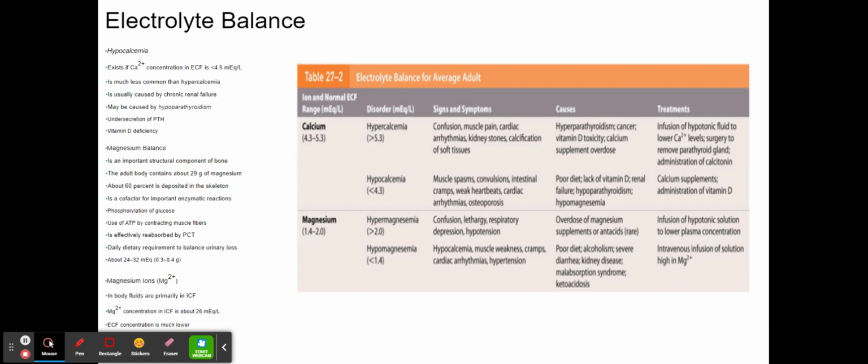The typical range of magnesium concentrations in the ECF is about 1.4 to 2.0 milliequivalents per liter, considerably lower than the levels in the ICF. The proximal convoluted tubule reabsorbs magnesium very efficiently. Keeping pace with the daily urinary losses requires a minimum dietary intake of only about 24 to 32 milliequivalents per day.